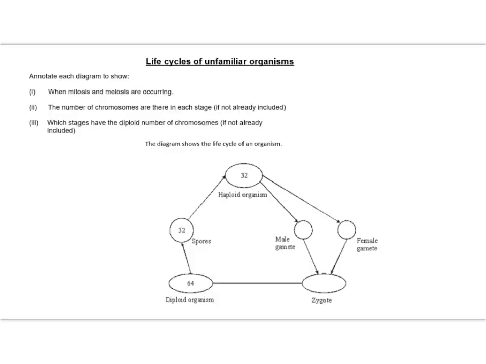So there's quite a nice framework here of things that you could be expected to do with life cycles of unfamiliar organisms. You could be expected to indicate which arrows are showing the process of mitosis and meiosis. You could be asked to annotate when things are haploid or diploid and indicate the number of chromosomes as well, as you can see in here. So let's do this one together as an example.